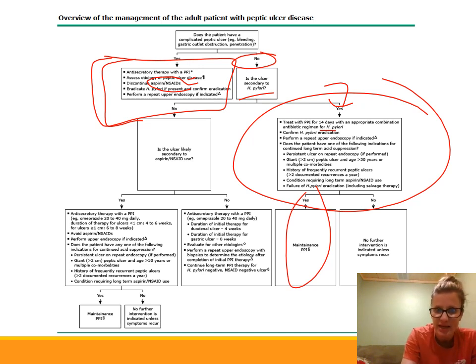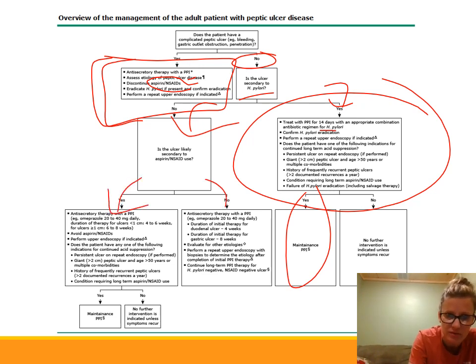Over here, this is saying, look, the patient does not have H. pylori. Then we need to figure out, okay, well, why do they have this ulcer? Is it due to NSAIDs or not? And then down here, you see the length of time that we need to do the anti-secretory therapy.